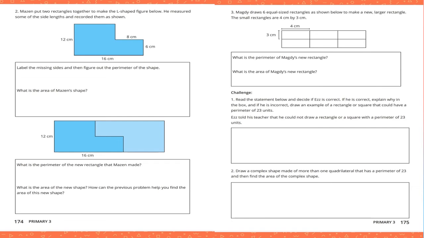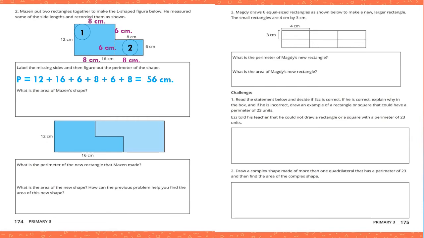Number 2. Mason put two rectangles together to make the L-shaped figure below. He measured some of the side lengths and recorded them as shown. In the beginning, I will divide the complex shape into two small rectangles. So 16 will be 8 and 8, and 12 will be 6 and 6. So what is the perimeter of the shape? It will be 12 plus 16 plus 6 plus 8 plus 6 plus 8 equals 56 centimeters.